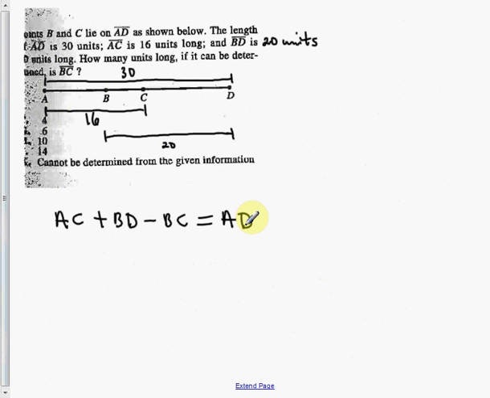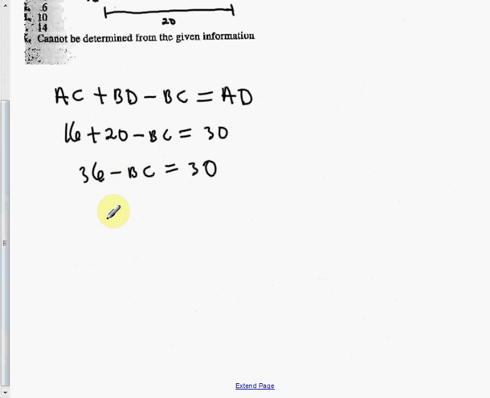Well, all things considered, I think we have what we need. So AC, they tell us that guy is 16, plus BD is 20, minus BC, which I'm looking for, is equal to AD, that's 30. So here this is 36 minus BC is equal to 30.